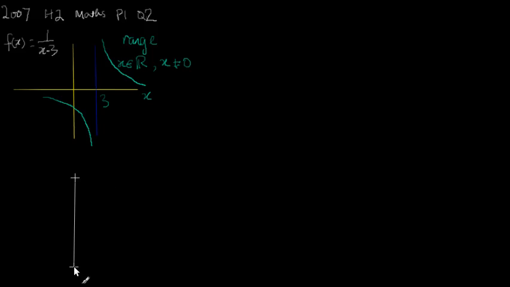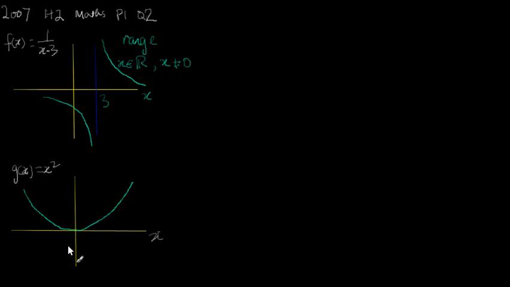Now let's have a look at g(x). g(x) is equal to x squared. That's the familiar parabola curve. In this case, the domain can be any real value, and the range cannot be less than 0. The range must be more than or equal to 0. So let's write that down.